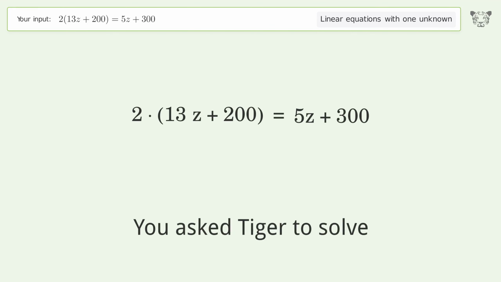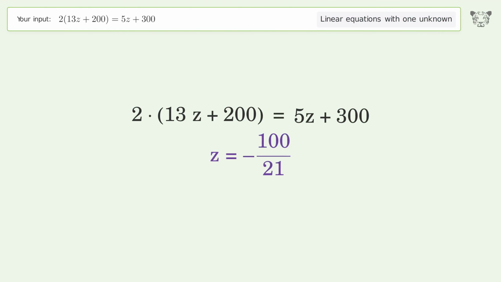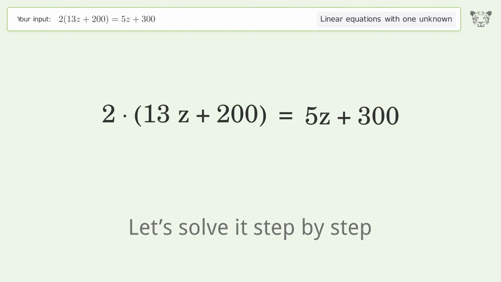You ask Tiger to solve. This deals with linear equations with one unknown. The final result is z equals negative 100/21. Let's solve it step by step.